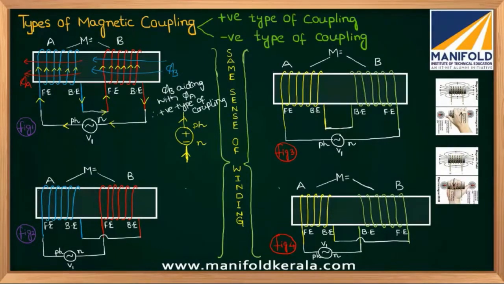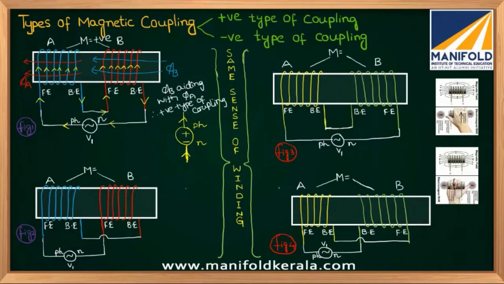So M means mutual inductance. For positive type of coupling, M is positive. Is it clear, everybody? So ultimately, the first figure gives you positive type of coupling, yes or no?